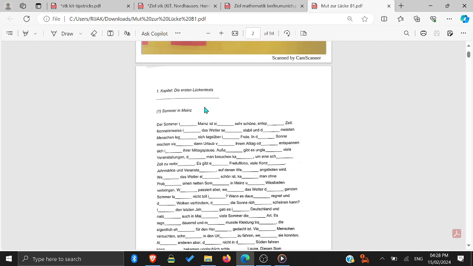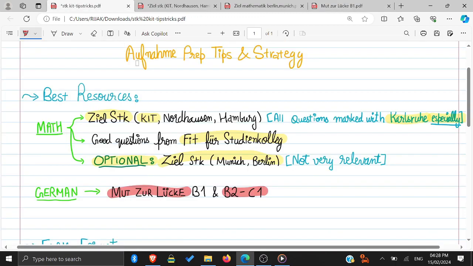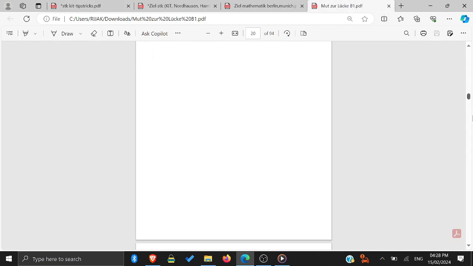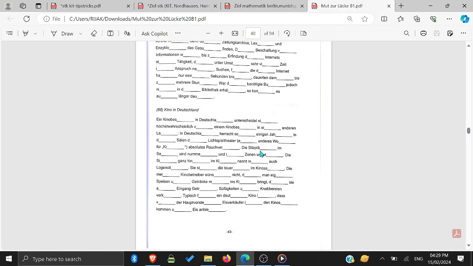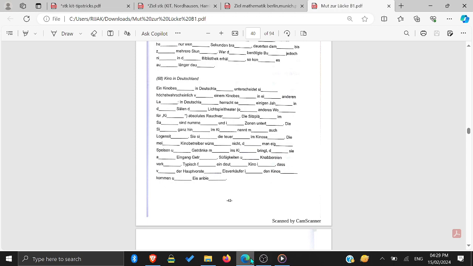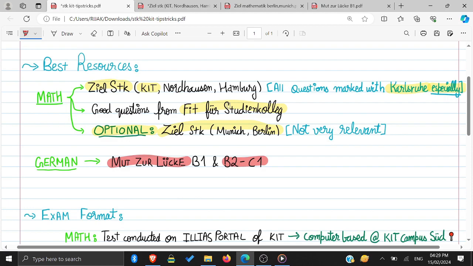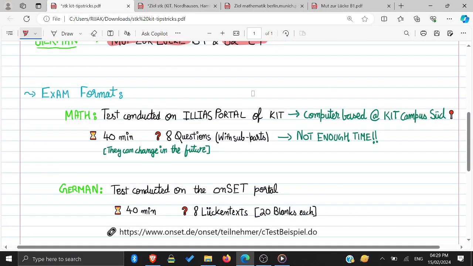The B1 is usually considered very easy by learners who have the B2 level, but you can start somewhere. You can start maybe in the middle. There's a lot of them here, and you don't need to do the whole B1, but I would really recommend doing the whole B2 because that is a book that will really challenge you. So maybe you can start somewhere here towards the end of B1 and then move on to B2. I'll also be making a separate video discussing how you can solve the Mutzerlücke to make it really effective for your Aufnahme preparation. So I'll touch that in a later video, but let's touch the exam format now.